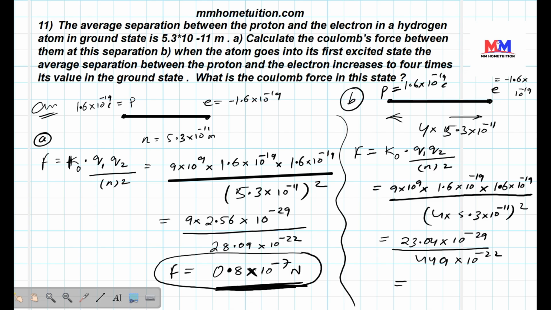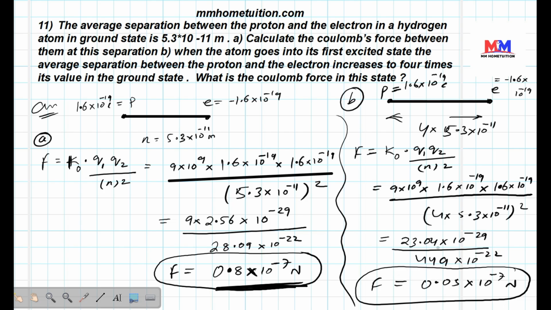So this is 23 divided by 449, which equals 0.05 into 10 to the power minus 29 plus 22, so this is minus 7 Newton. That is the force value when the separation increases to 4 times the initial value. So that is the force between the proton and electron when the separation increases to 4 times the initial value.